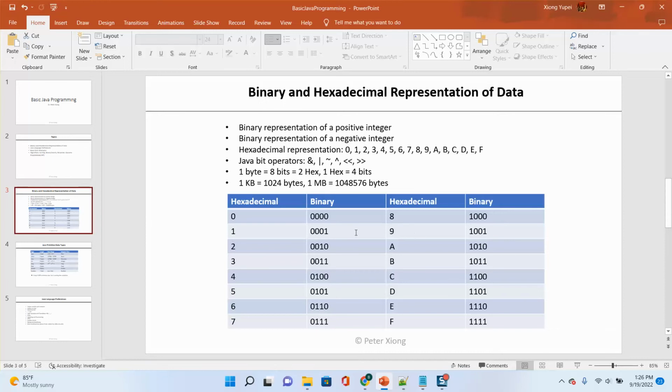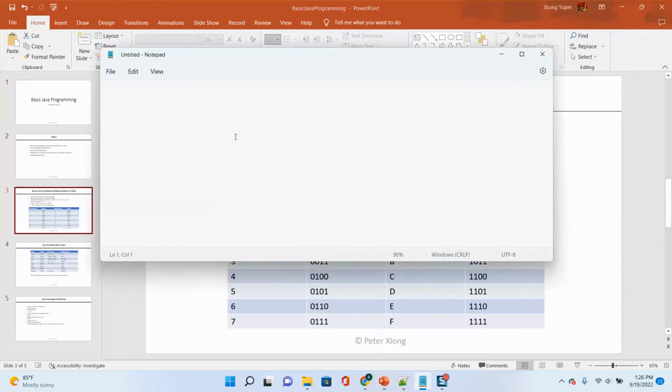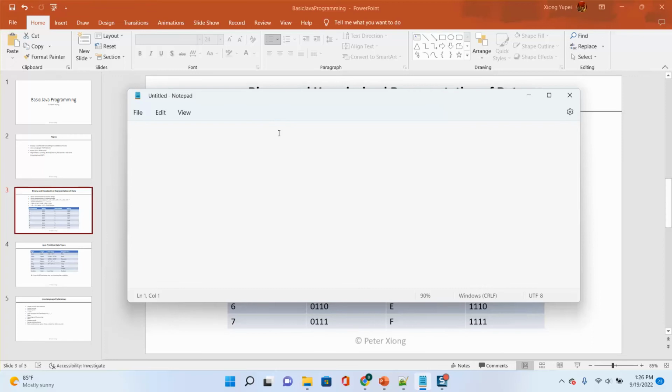I will use Notepad to show you how to represent the data. For example, if the data is 5, we can represent 5 in binary. It can be divided as 4 plus 1. 4 is 2 to the second power, plus 1. So in binary it is 1, 0, 1. Let's say the binary code is 1, 0, 1.